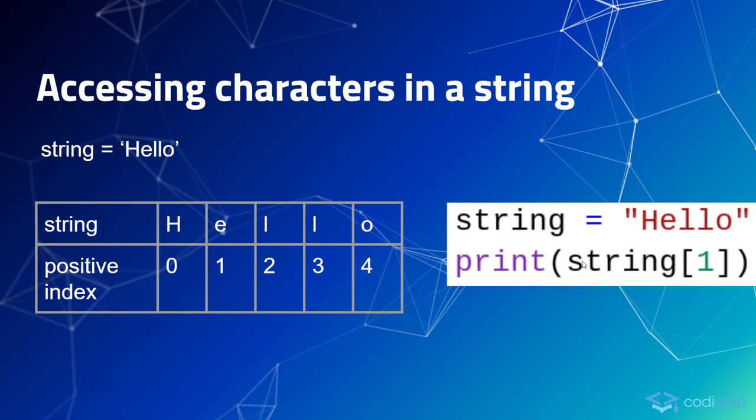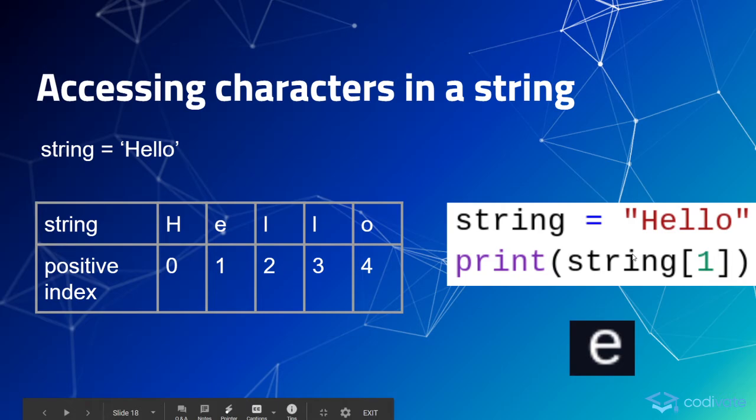Okay, so this one is pretty simple. We just look at the index. We could go back to our table and see that at this index, the string has a value of E. So we print this out, and our result is E.